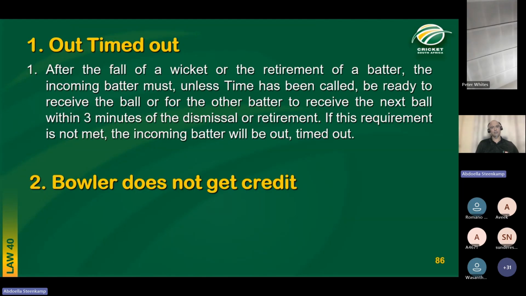The laws of cricket want the next batter to be able to receive the next ball within 3 minutes of the dismissal or the retirement. And if this requirement is not met, the incoming batter can, on appeal, be given timed out. The bowler doesn't get credit for a timed out wicket.